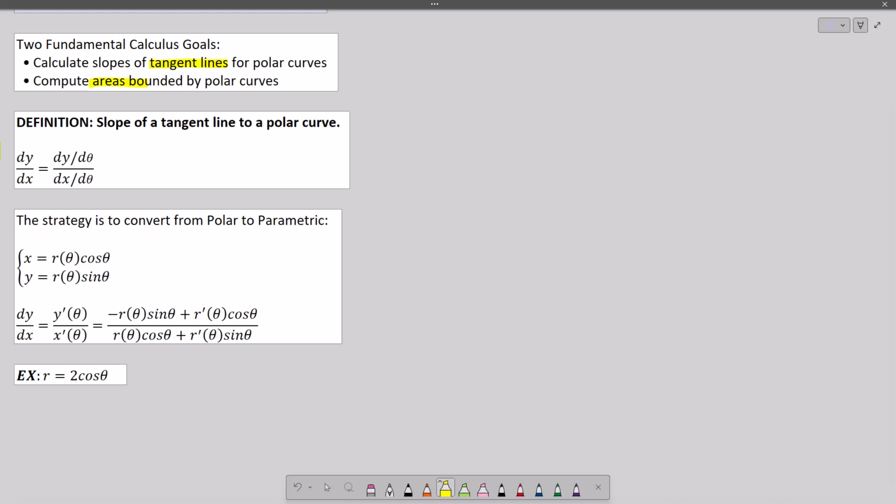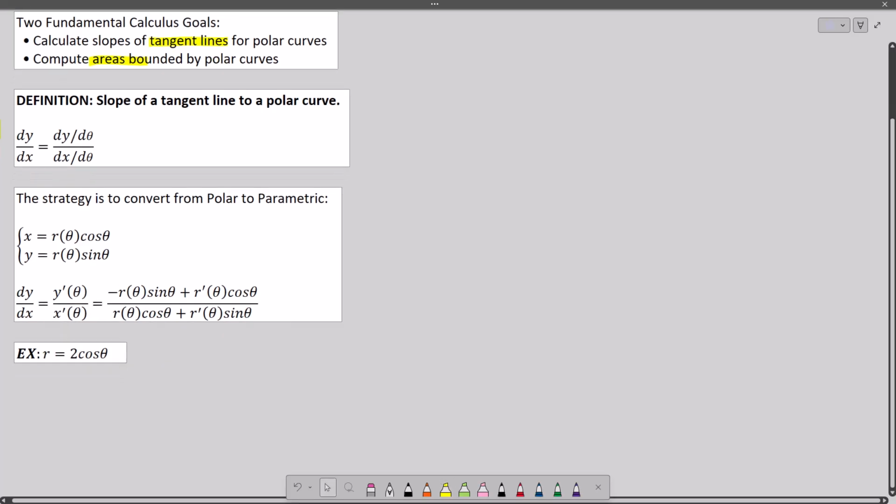With a parametric curve, we did dy dt over dx dt. We just took 2 derivatives instead of 1. We took 2 derivatives to form the parametric derivative. Same thing here. We're going to form a derivative by looking at the derivative of y and the derivative of x with respect to theta. Okay, now it's going to be a little bit of a jump. It's not quite as simple as it was in parametric because of this.